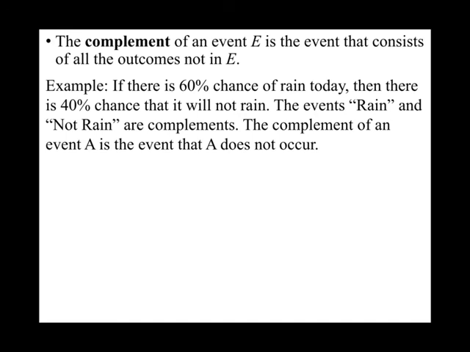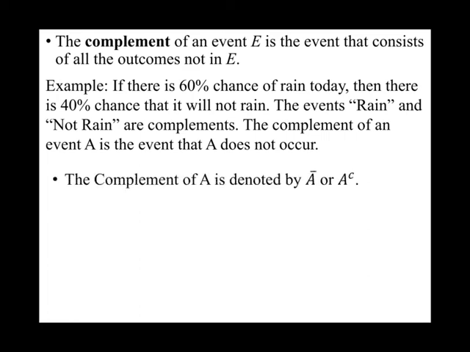For example, if there is a 60% chance of a win today, then there is a 40% chance that it will not win. So we say the events win and not win are complements. When you add them up, it has to be equal to 100%. And the complement of the event A is the event that A does not occur. So win and does not win will be the complement.